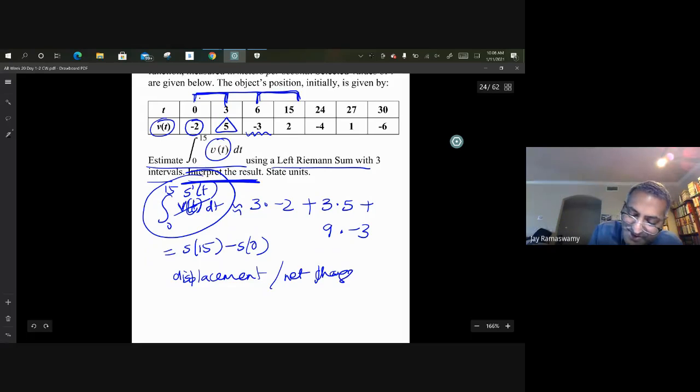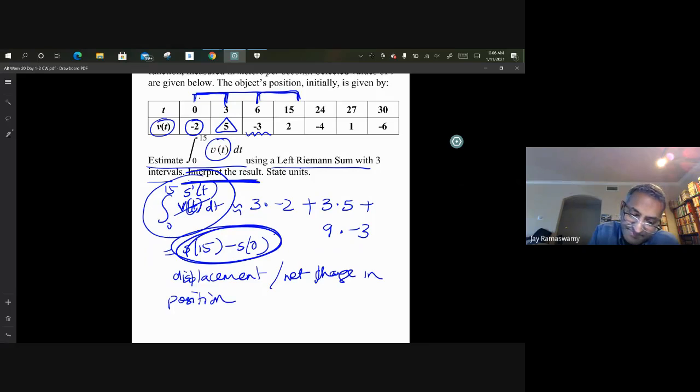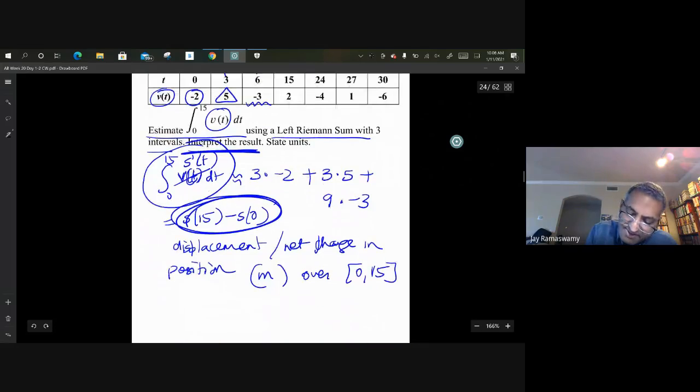Come on, guys, you should memorize your notes. Net change in position. Now, everybody look here. It is a net change in position. So what would your units be? Meters. Meters, thank you. Measured in meters over the interval 0 to 15. Is that what? Seconds. Yes, seconds. Perfect interpretation. But guys, memorize that the integral of velocity is displacement. You don't have to apply net change. You can apply net change, but memorize that the integral of velocity is displacement.